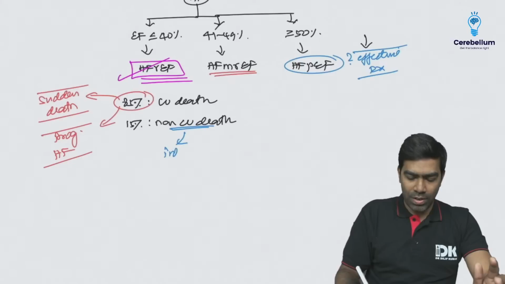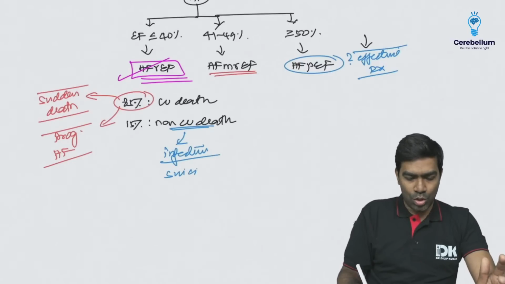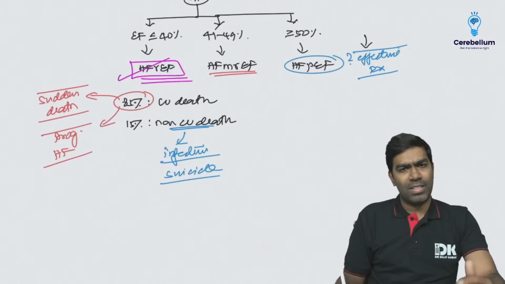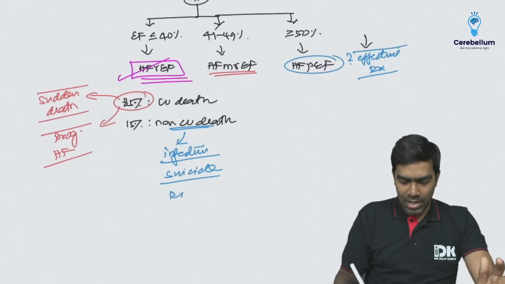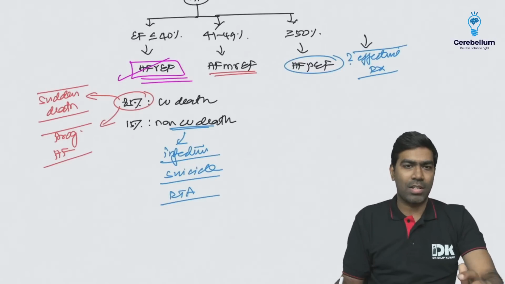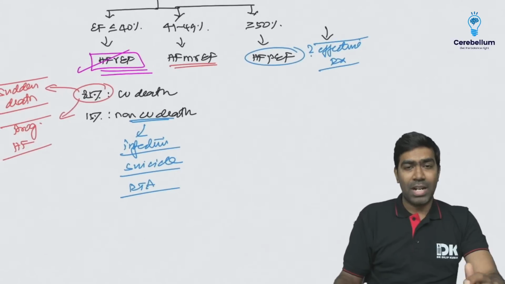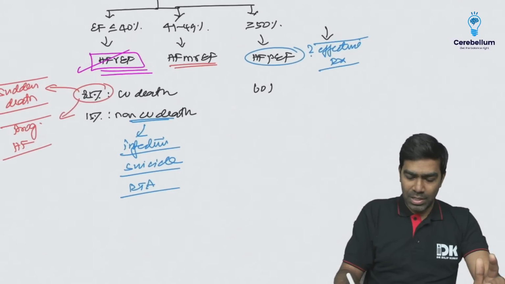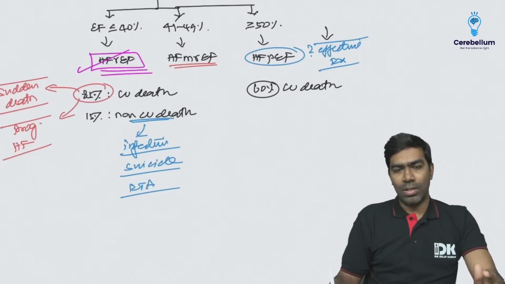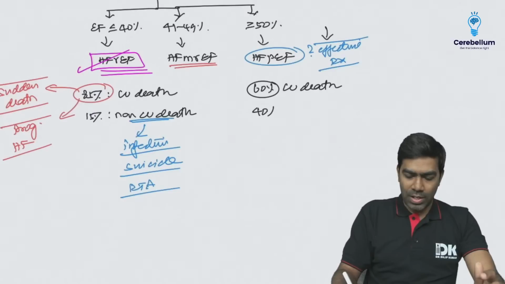It could be due to infections. It could be due to withdrawal from care. It could be due to suicide. It could be due to something else like accident, RTS. So many things are there that will come under non-CV death. But remember, in HFpEF, 60% still will die because of cardiovascular death only. 40% will die because of non-CV death.